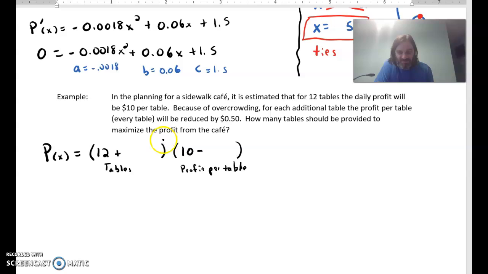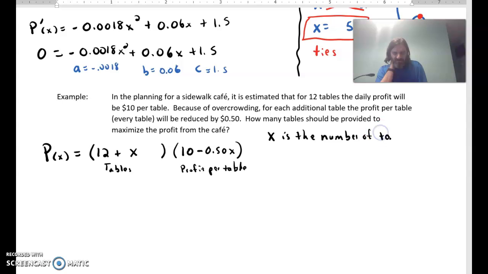How does the adjustment go? It says for each additional table, so we're going to add x, the profit would decrease by 50 cents per table. So that's 50 cents x. So the thing to keep in mind here is x is the number of tables over 12 because we're starting with 12.